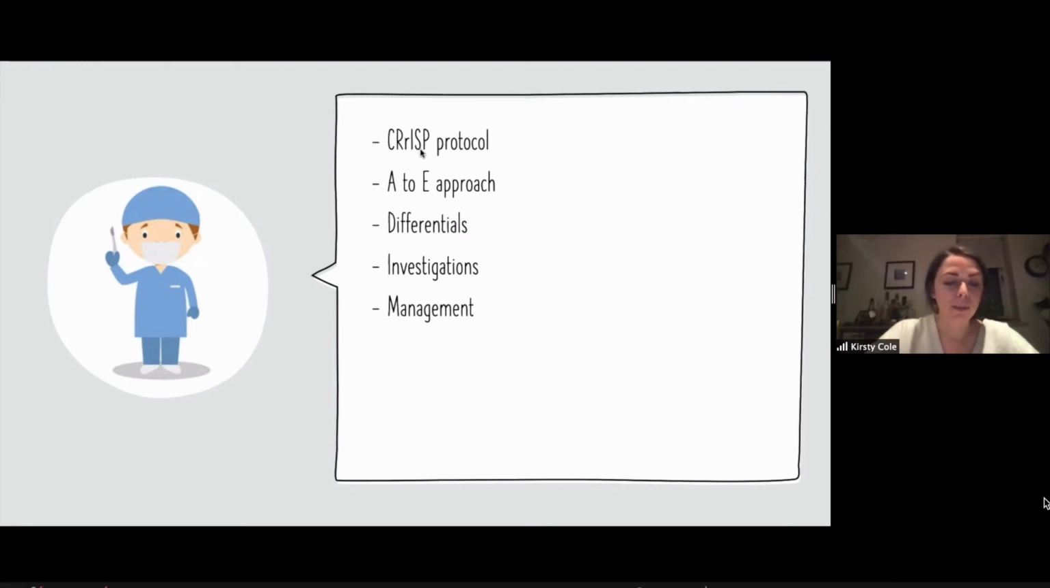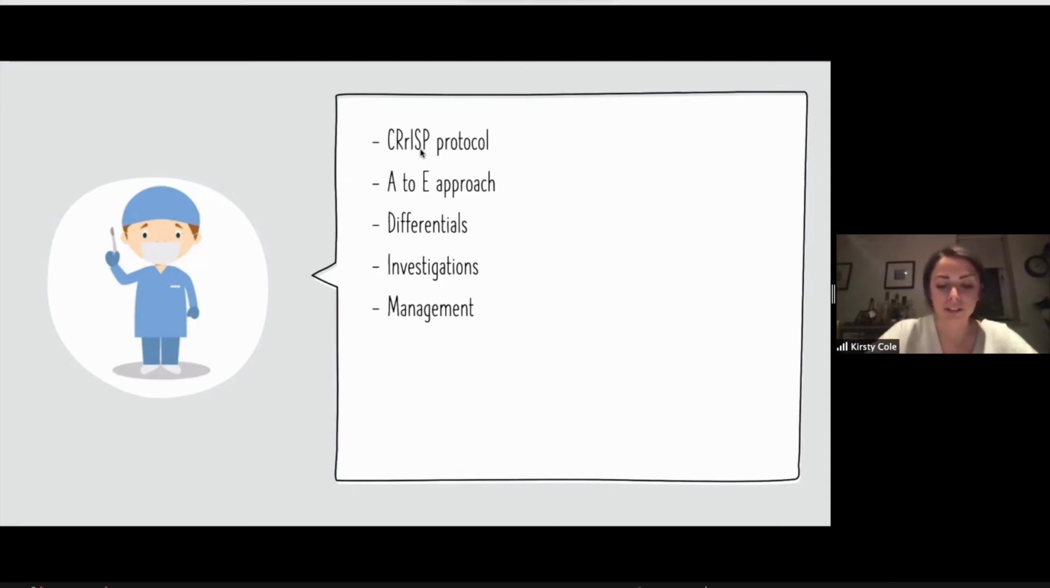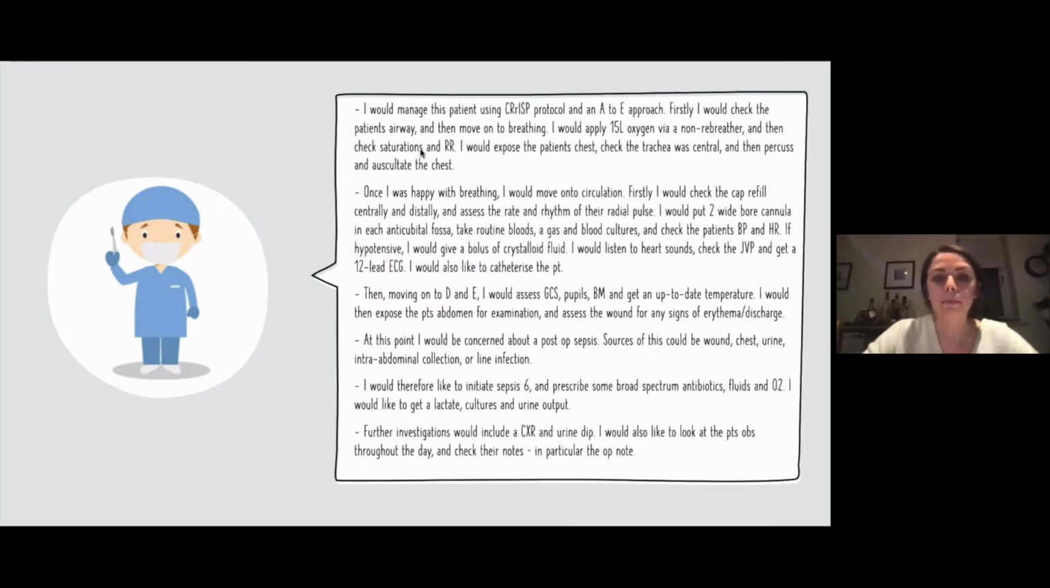You're safe. So never be that person that says, "I would take them to theatre," because you won't in real life. Okay, so here's my answer. I'll read it out for you. So I would manage this patient using CRISP protocol and an A to E approach.